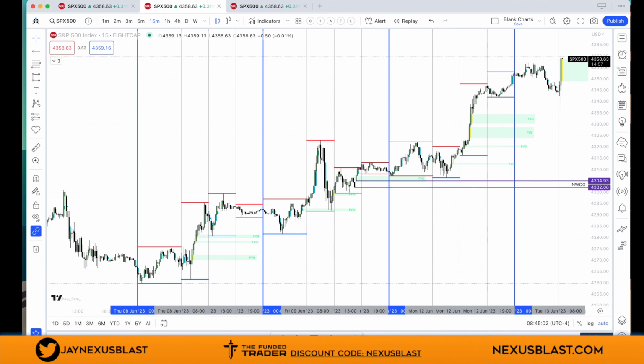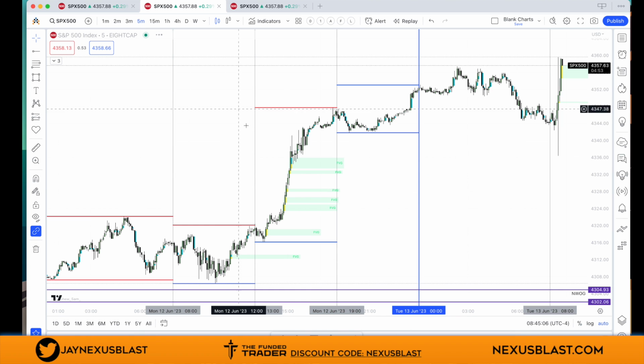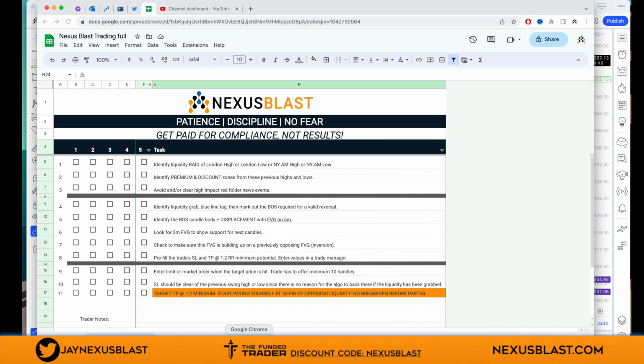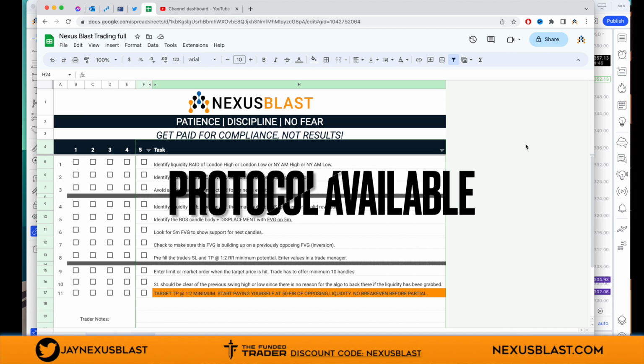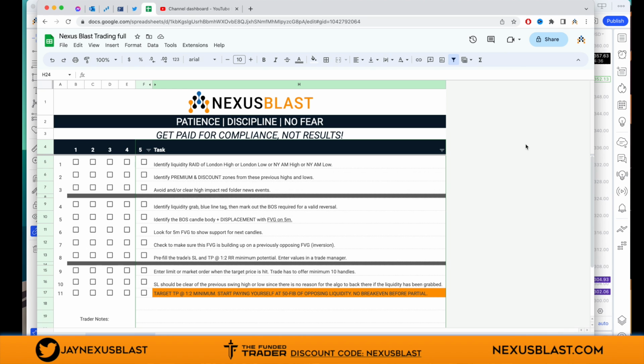So the strategy is pretty simple. You drill down to a 5-minute chart, and then you start looking for this. I created a step-by-step protocol in chronological order so that if you check all of these boxes, you have the highest probability chances of getting a win. This protocol is available to be downloaded on my website.